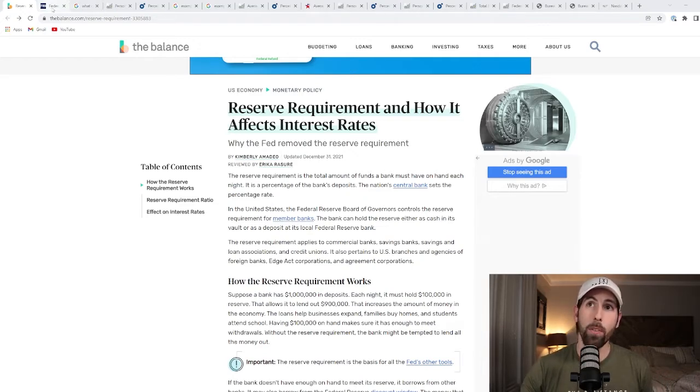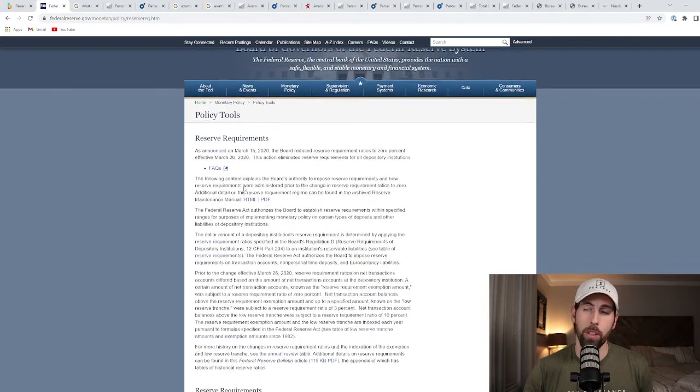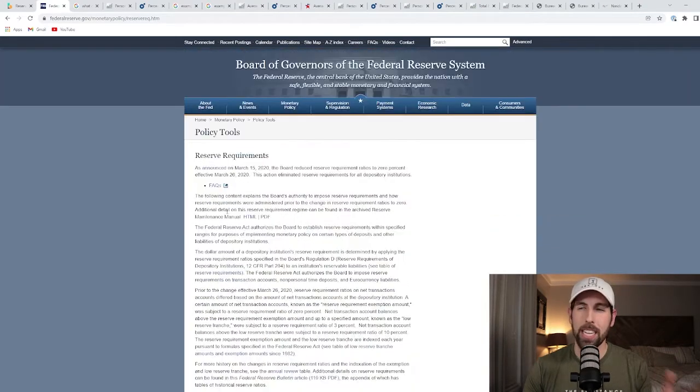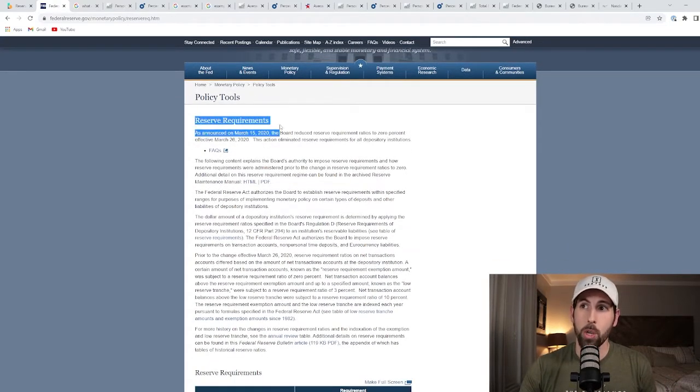I'm going to take you over to the St. Louis Fed. This is the website where you can find all kinds of monetary policies, really anything you need to know about the Federal Reserve and their policies. So this right here, this is the reserve requirements, okay? The last time that this was changed was on March 15th, it was effective March 26th, but it was actually announced on March 15th, 2020. The board reduced the reserve requirements to 0%.